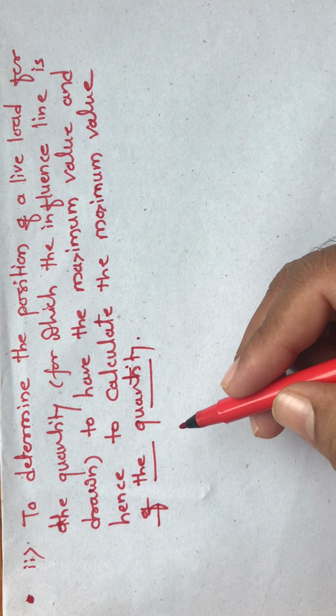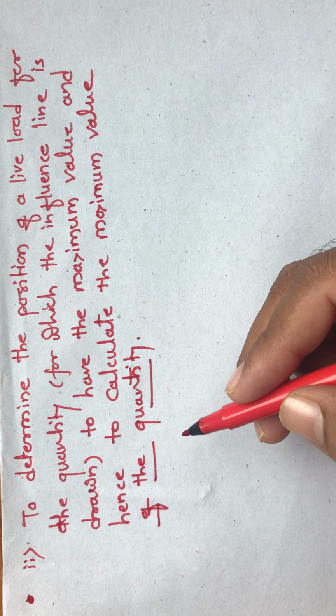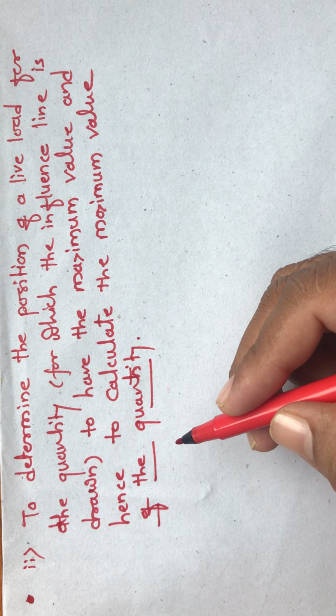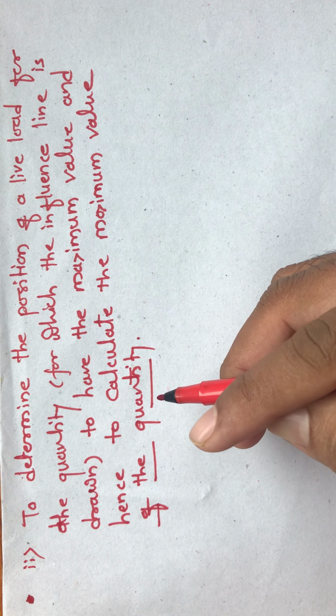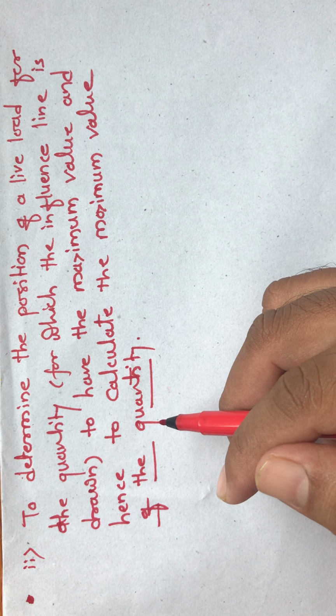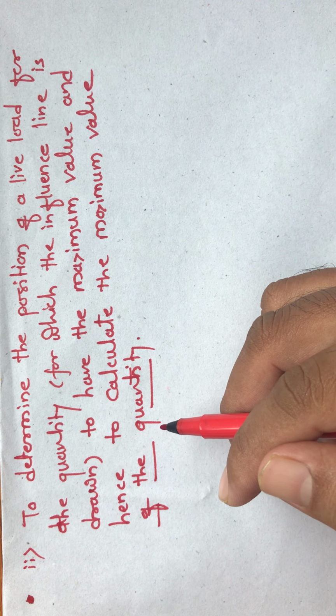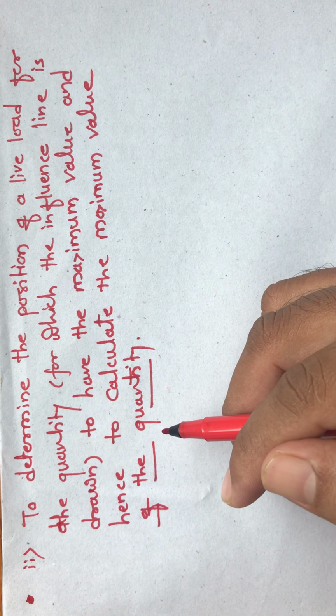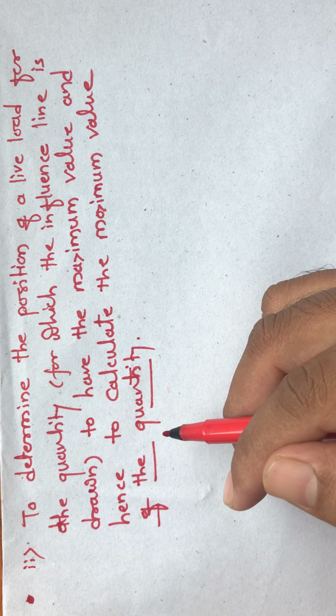What is the meaning? That means, suppose we have a span, okay, so when the load is moving on that span, at what position we will get the maximum support reaction, because now we are seeing for the support reactions, correct? So to determine the position of live load, that means if the live load is moving from one point to another point over a span, at what location, if this load will be there, we'll get the maximum reaction. We'll see.